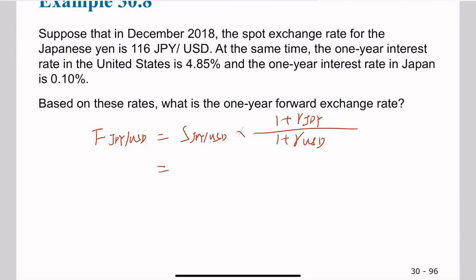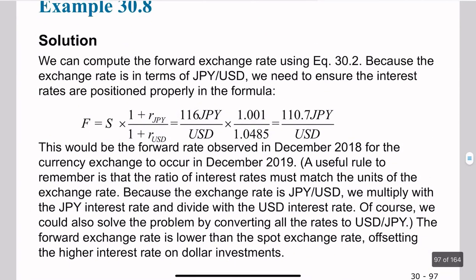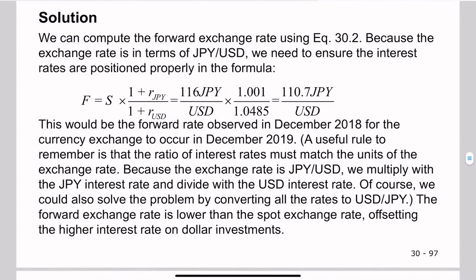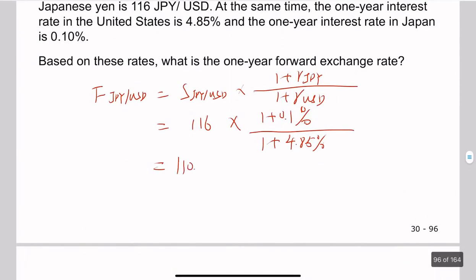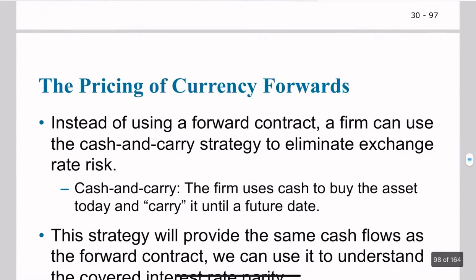Okay, so let's see what kind of numbers we have here. The spot rate is 116, and the interest rate in Japan is 0.1%, and the interest rate in the US is 4.85%. And then let's see what's the answer here. So it's 110.7. So it's 110.7 JPY per USD.